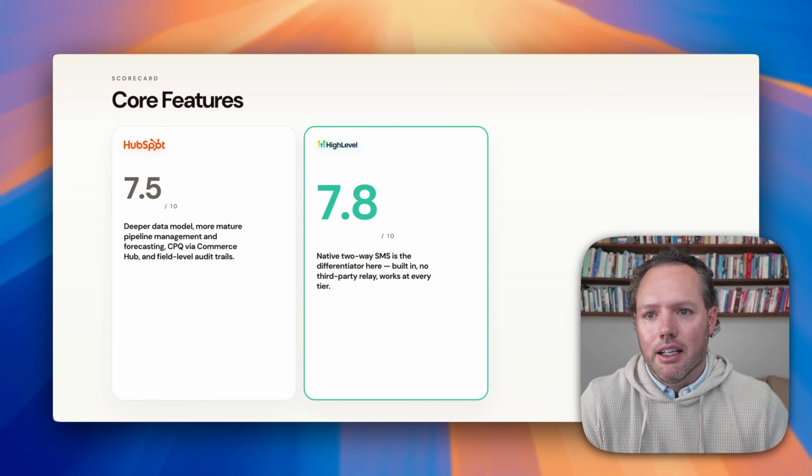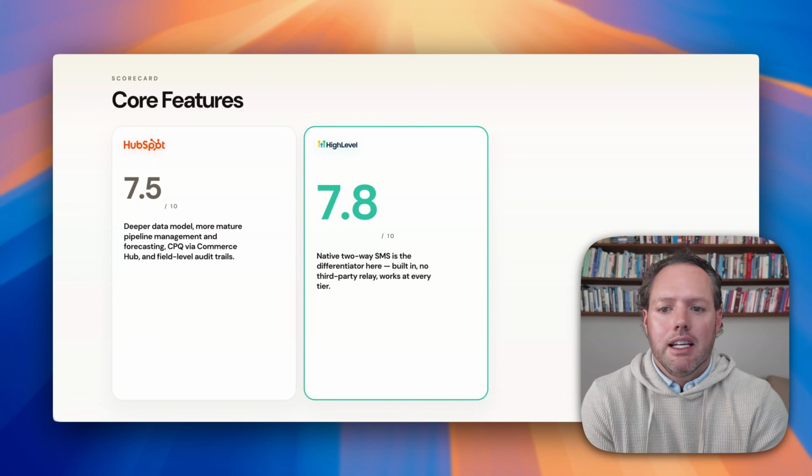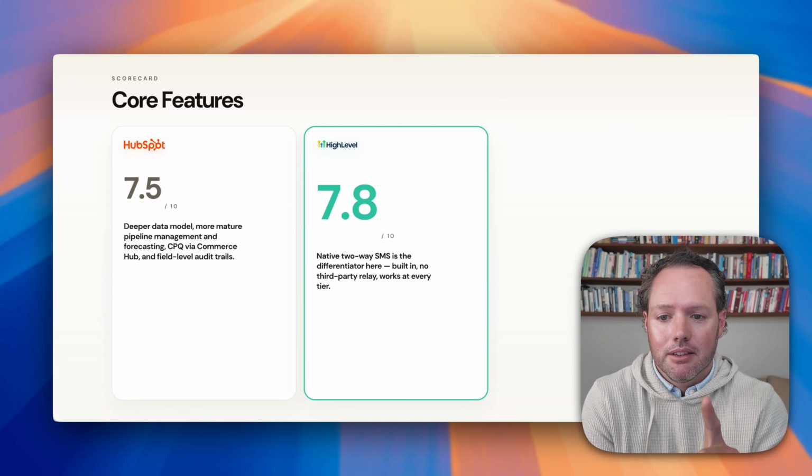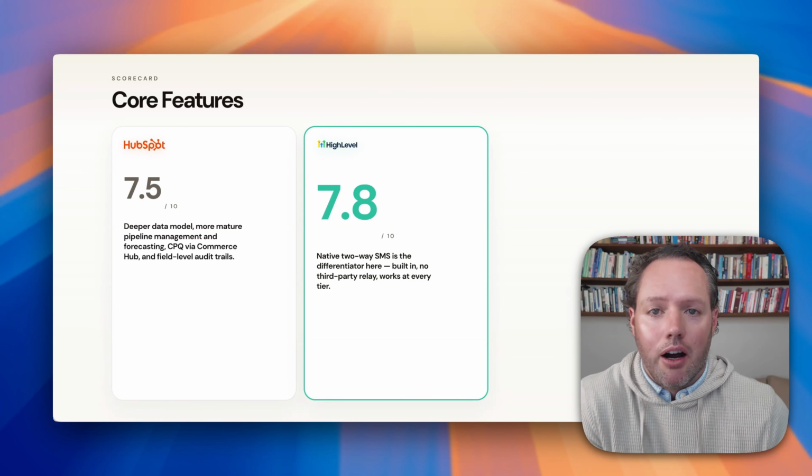One of the things that can be difficult with a lot of CRMs, especially with something like HubSpot, is native two-way SMS. If you're considering HighLevel, you're probably a smaller business. And in that case, having that built in is actually really nice. You can do that in HubSpot too. Their app marketplace offers that.